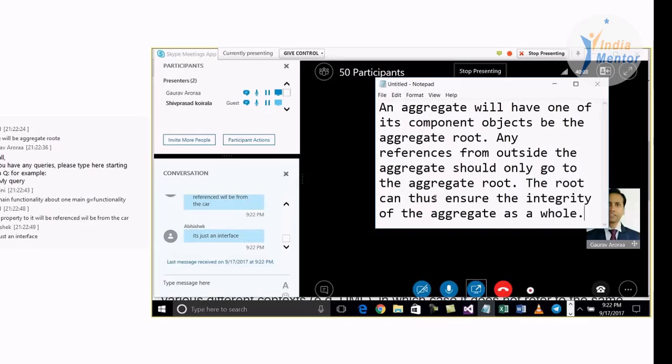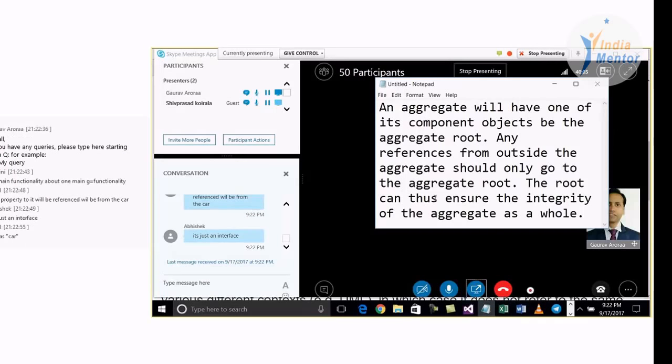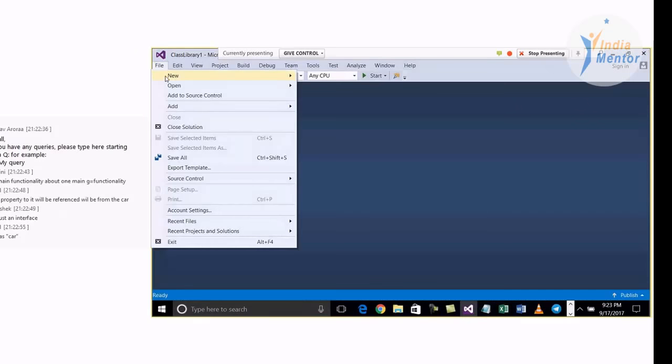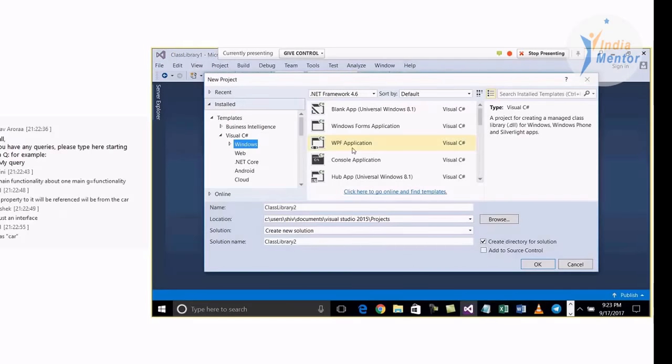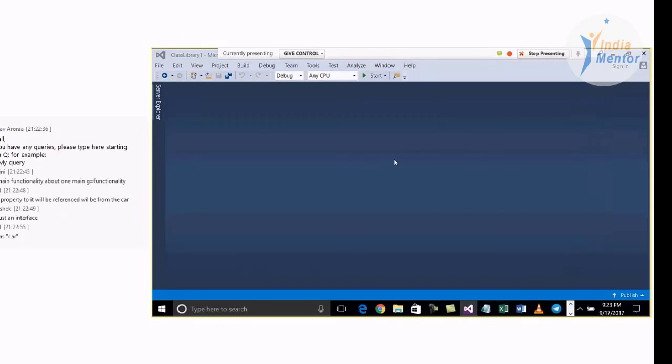See, remember, design pattern is not object-oriented programming. So yes, object-oriented programming is the base, but okay, let me explain to you. And when I explain the code, you will say, oh, that was aggregate root. So let me go and create a simple project here. Let me create a console application just for simplicity. So here I have opened Visual Studio 2015. I have created a console application.